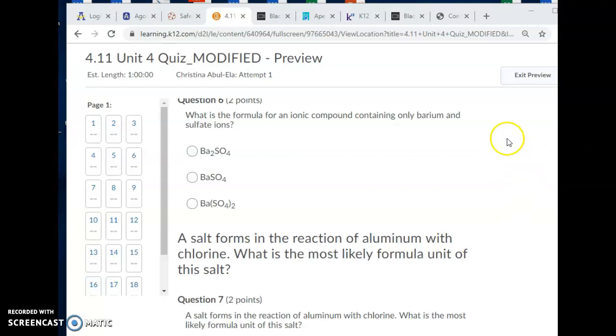Question 6. What is the formula for an ionic compound containing only barium and sulfate ions? Ba2SO4, BaSO4, BaSO4-2.